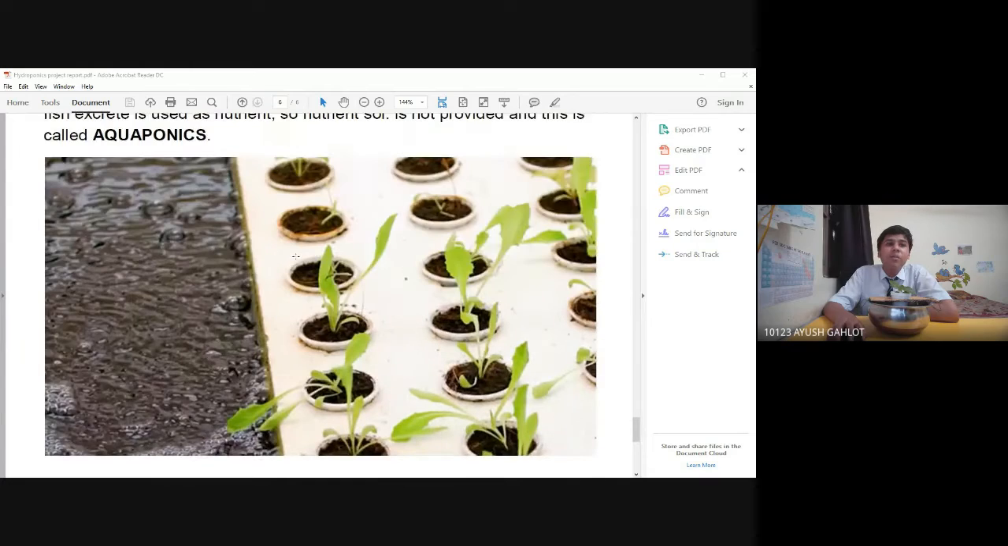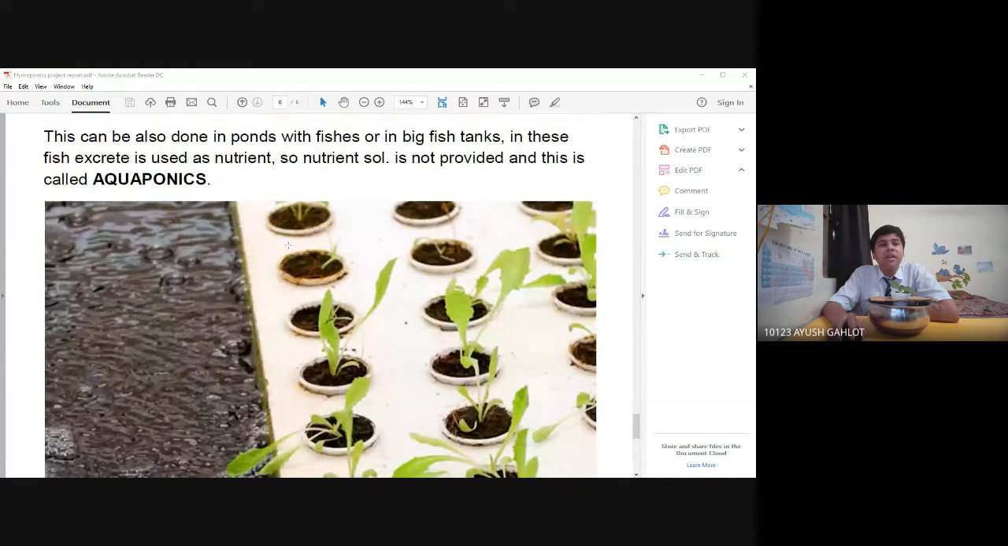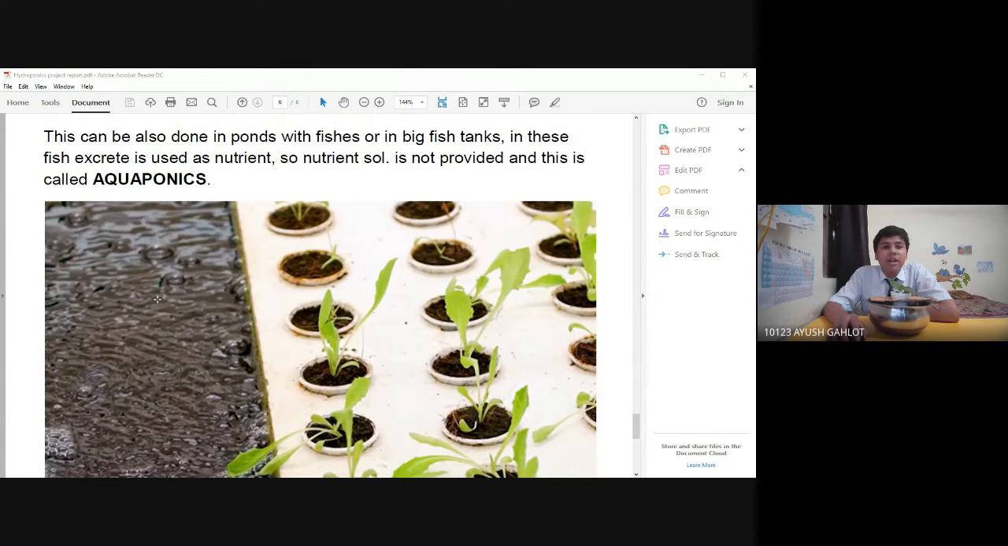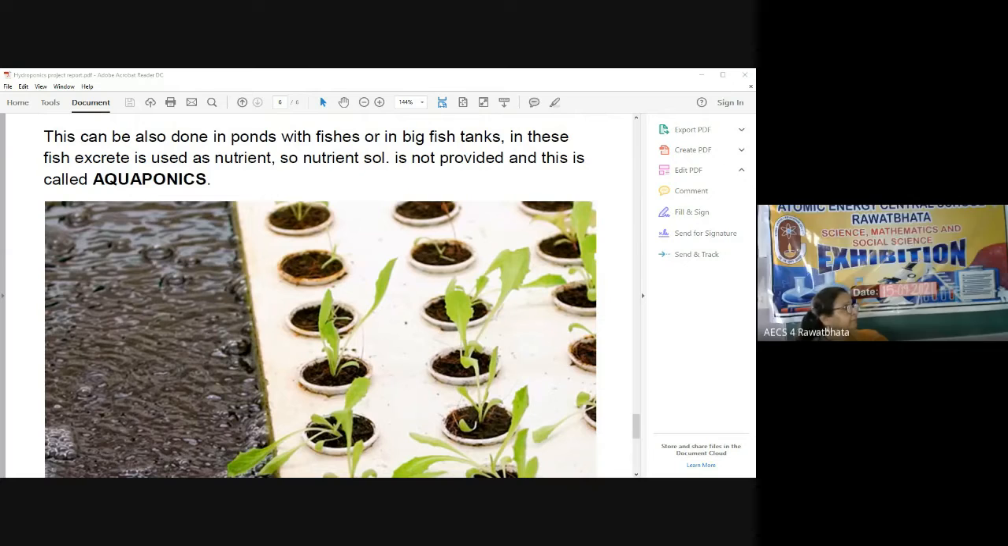And there is one modified branch of this hydroponics called aquaponics. In this, instead of nutrients, fish excrete is used in this water. Fish is there, whose excrete is used as nutrients for the plants. Thank you.